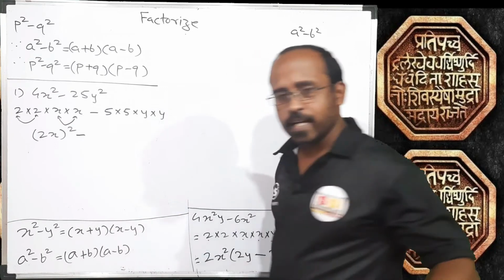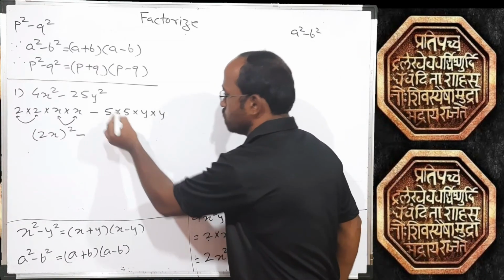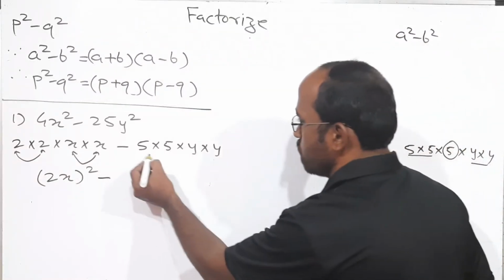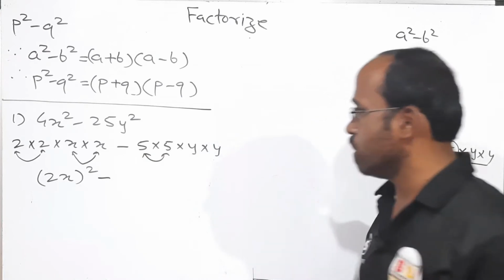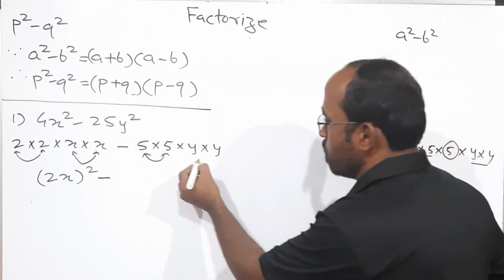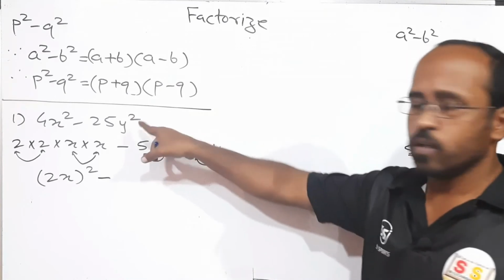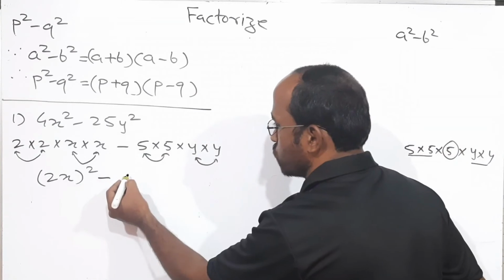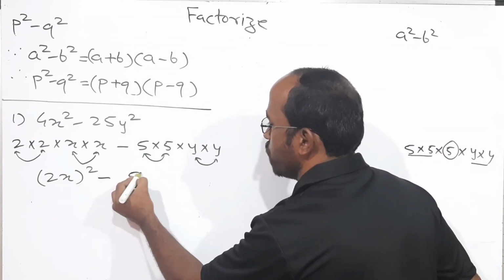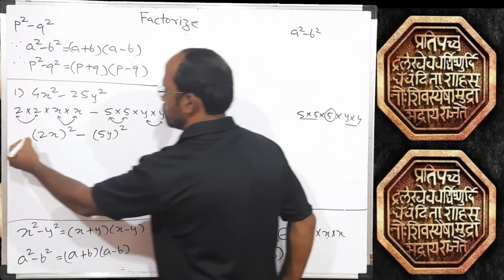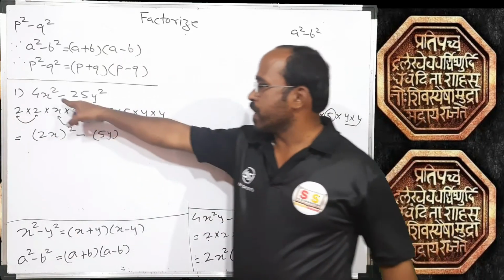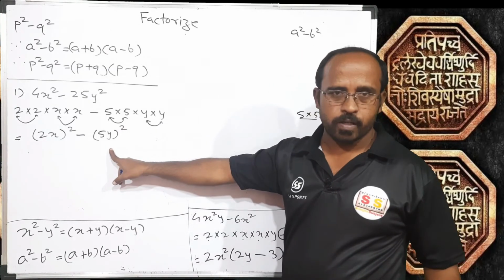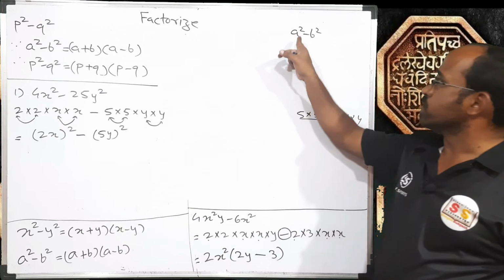Similarly, it is possible only if two factors are matching. So similarly, 5 multiplied by 5 is 25, right? So this 25 is square of 5. y multiplied by y is y square, so we can say y square is square of y. So this 25y square can be written as square of 5y, right? So 4x square minus 25y square is square of 2x minus square of 5y. Now this is matching with a square minus b square.